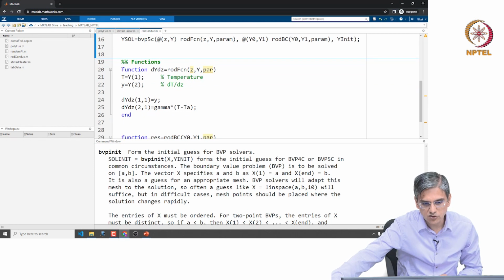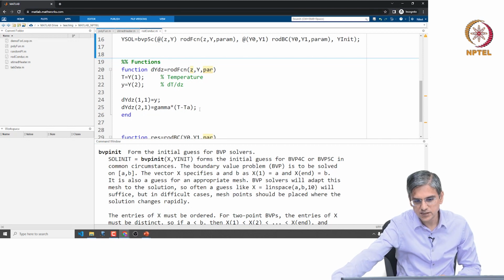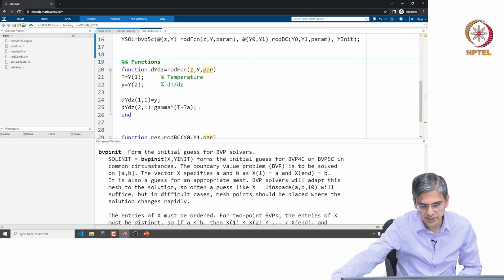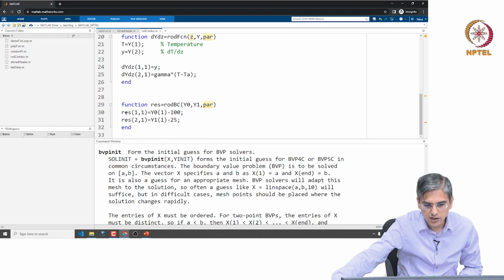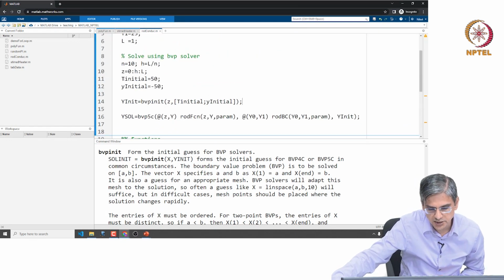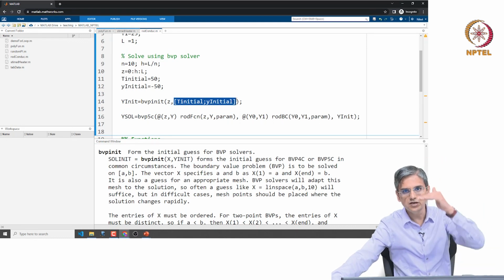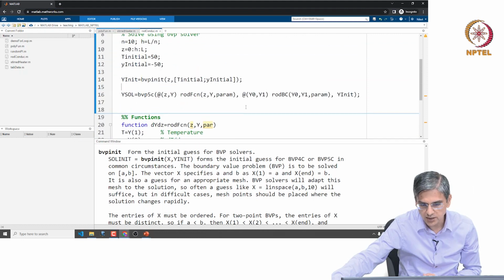So, function is rod FCN, dy by dz is this, dy by dz 2 comma 1 is this guy. Okay, that is fine. Y gamma multiplied by t minus ta. Residual, the first residual is y01, that is temperature at location 0 minus 100. The second is temperature at location L equal to 1 minus 25. Initialization, T initial is 50, Y initial is minus 50. So, this initial condition is nothing but 50 minus 50.